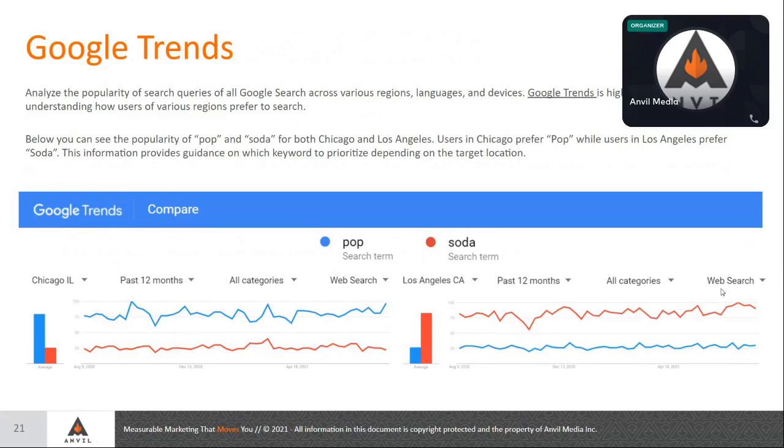Below you can see the popularity of one of, I think, the oldest debates based on where you live in the country, and that's pop versus soda for both the Chicago and Los Angeles areas. Users in Chicago prefer pop, while users in Los Angeles prefer soda. This information provides guidance on which keywords to prioritize depending on your target location.